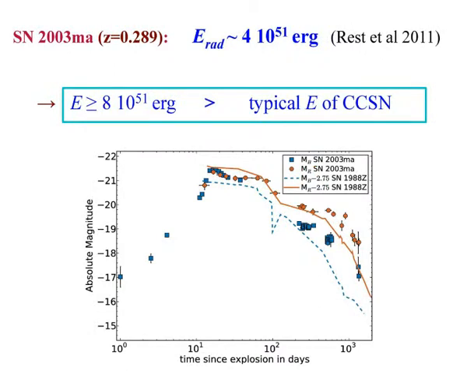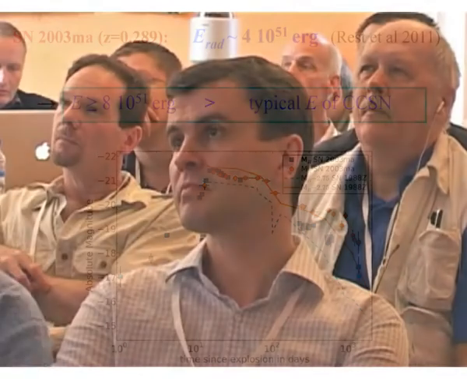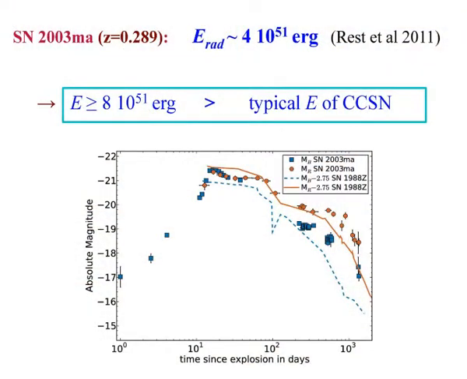Another case is especially interesting. The ultra-luminous supernova 2003ma at z=0.29 shows integrated radiated energy of 4×10^51 ergs, which means that, since the efficiency of transforming kinetic energy into radiation is lower than 0.5, you have an explosion energy of at least the order of 10^52 ergs. This indicates that among type IIn or ultra-luminous events at least, we observe phenomena with huge explosion energy which cannot be produced by a standard core-collapse mechanism, which explains type IIP, for example. But it is closer to hypernovae.